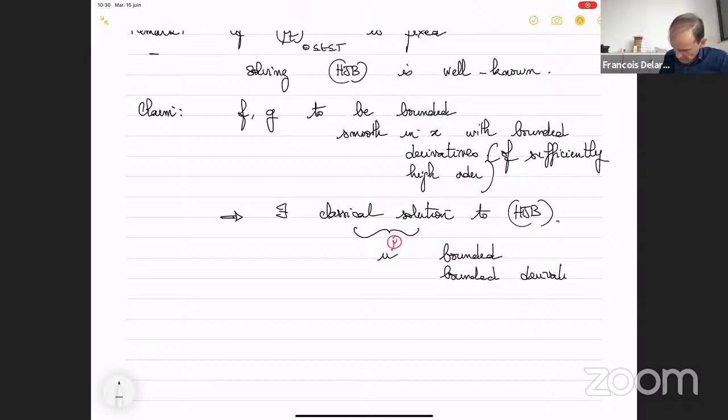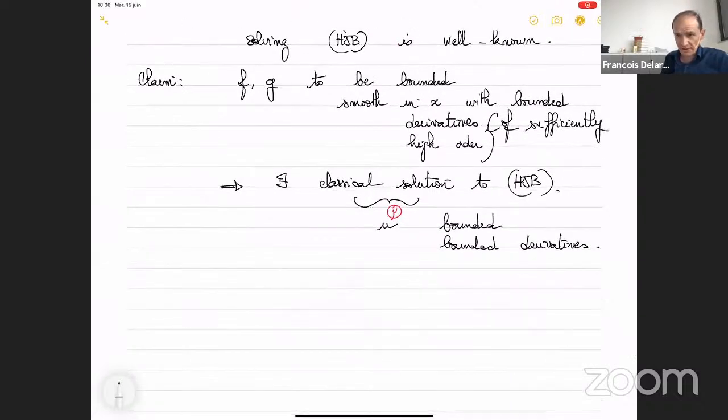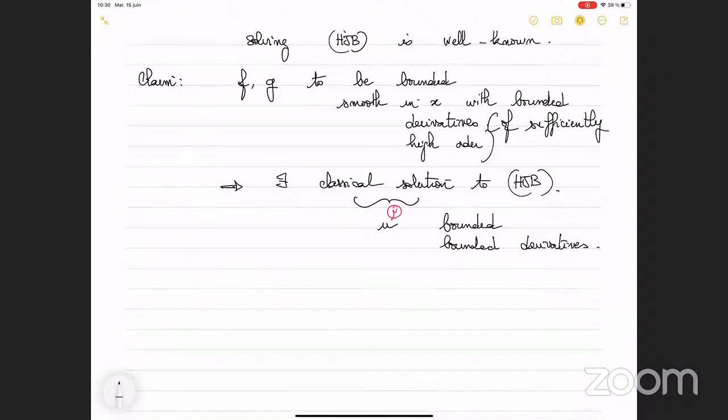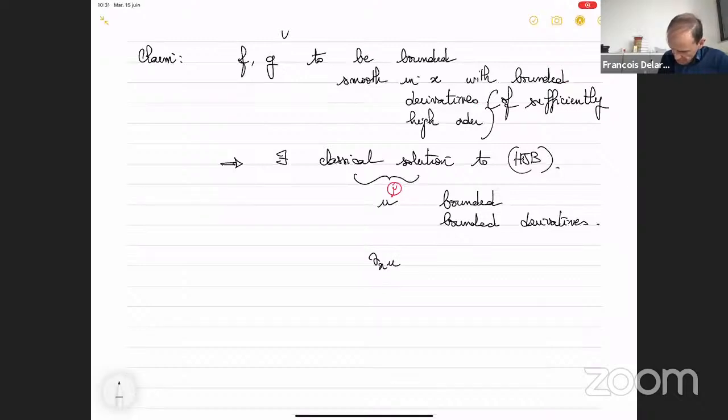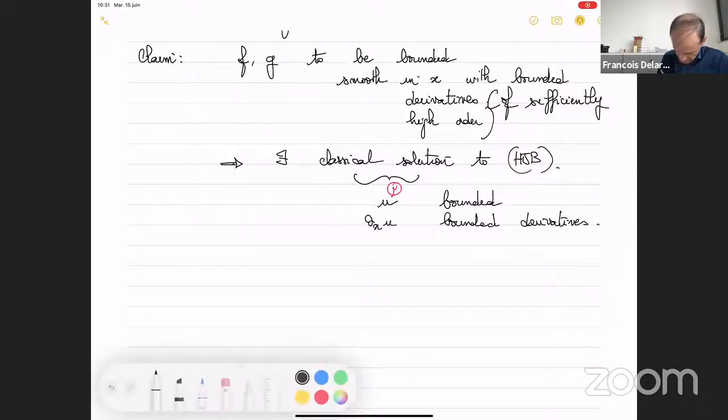And when I say bounded derivatives, the key fact is that if I have a look at the first order derivative, which is exactly, there is one question. Do you have a question? Okay, if there is a question, please ask. Siham, you raised your hand. Do you have any question? No. So the point is that dx u also is bounded. So dx u bounded, let me write this in this way.